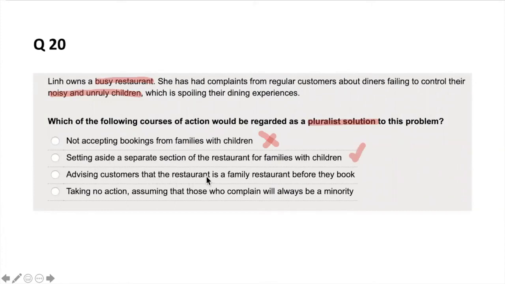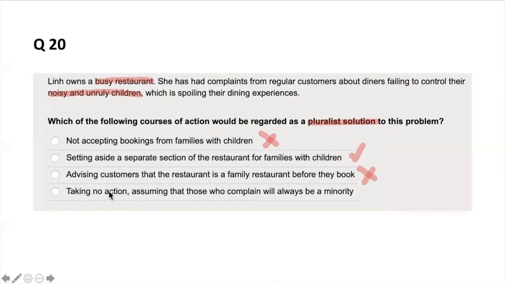Advising customers that the restaurant is a family restaurant before they book. That's not good, because by saying that, some people that don't want to be alongside kids and families and noisy, let's say, situations will not go to the restaurant. So that's only covering one segment, one type of stakeholder.